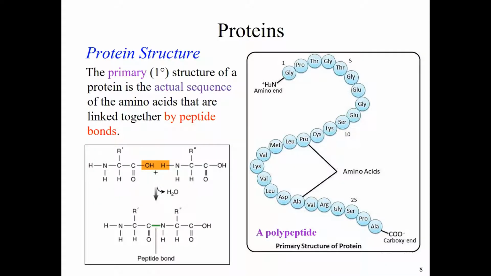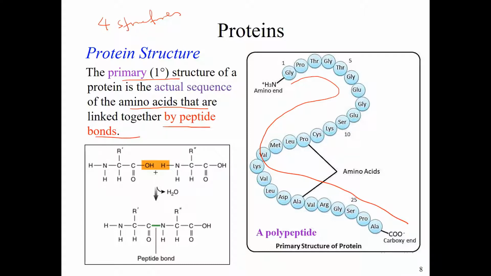Now let's look at the structure of proteins. Proteins basically have 4 structures. The primary structure is actually the sequence of amino acids that are linked together by peptide bonds. If you look at the diagram here, it is just a sequence of amino acids. So one amino acid is linked to another amino acid by a peptide bond. This peptide bond holds the amino acids together.